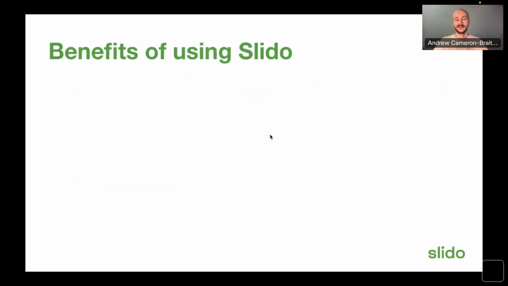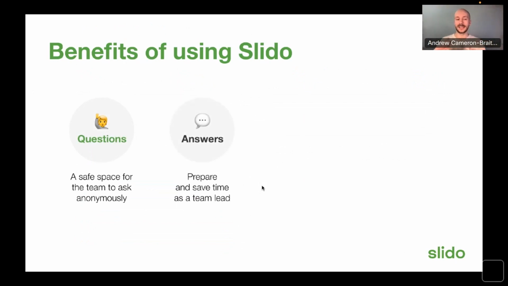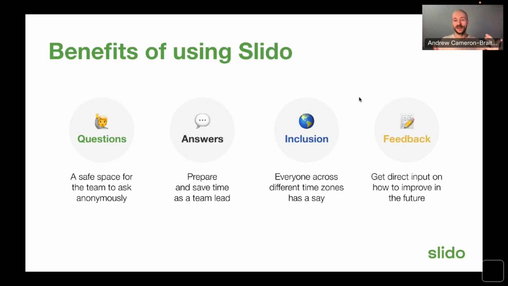That's our demo. And let's sum up the benefits of actually using Slido. It's a safe space for the team where they can ask their questions and they can ask them anonymously. That's a real benefit of Slido. For me as a host, I can take time to answer the questions and prepare them. And then I can, like I said, make that next video. You can even pop that in the same Slido for the next week. And good old inclusion that we've been talking about. Everyone who is across different time zones on the team has a say. And there's no meeting. There doesn't need to be. And finally, you're getting that feedback. You get direct input on how to improve in the future.